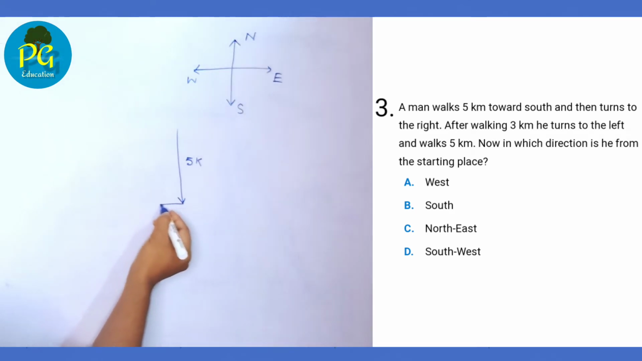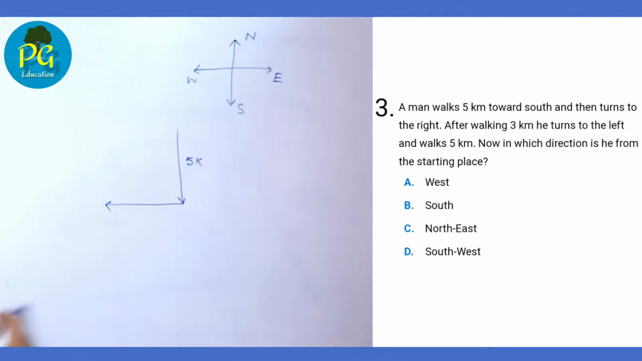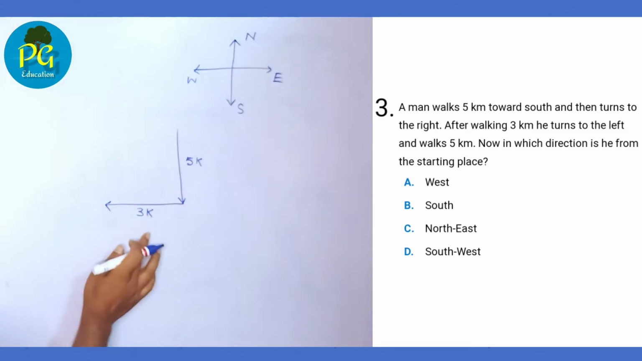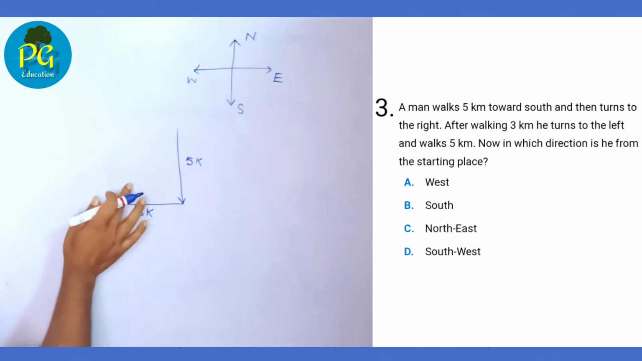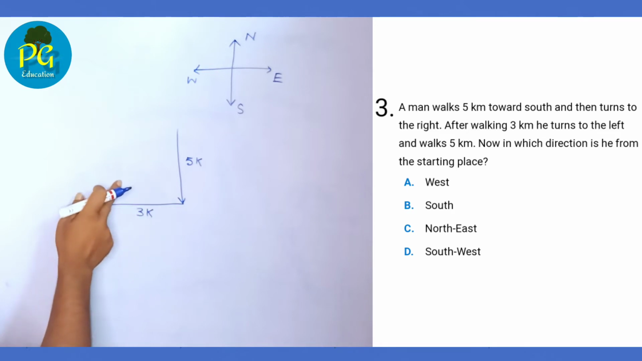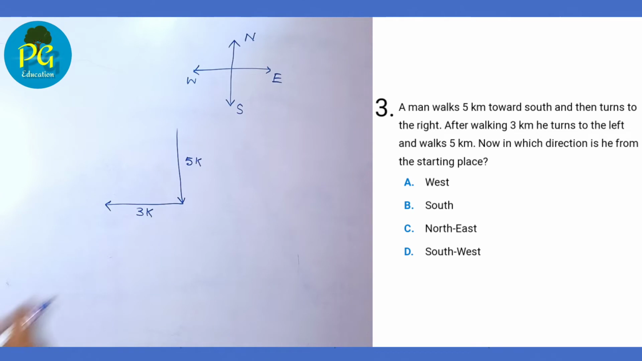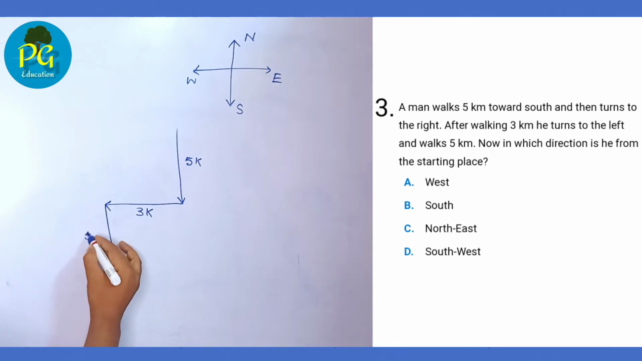So he is turning towards right and he walks 3 kilometer. Okay, now this is the left hand side of the man and this is the right hand side of the man. He turns to his left and walks for 5 kilometer again.